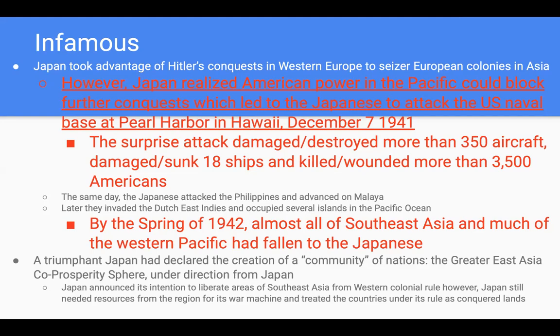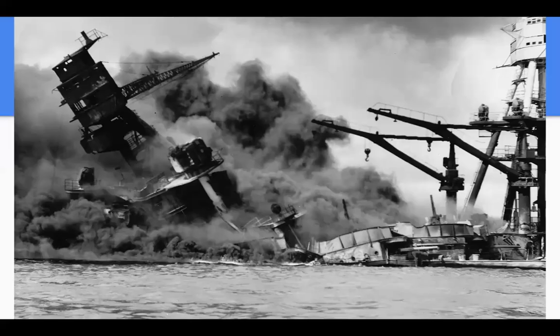By spring of 1942, almost all of Southeast Asia and much of the Western Pacific Islands fell to the Japanese. A triumphant Japan had declared a creation of a community of nations, the Greater East Asia Co-Prosperity Sphere, under the direction of Japan. Japan announced its intention to liberate areas of Southeast Asia under Western colonial rule. However, Japan still needed resources from the region for its war machine and treated the countries under its rule as conquered lands. So they only traded European, American overlords for Japanese overlords.